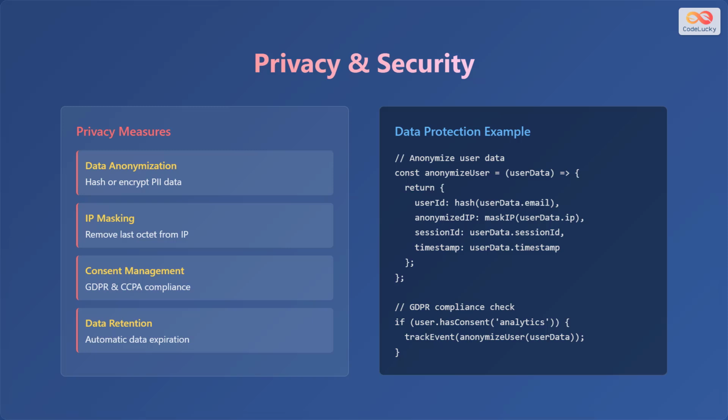Here's a data protection example. User data is anonymized by hashing the email and masking the Internet Protocol. General Data Protection Regulation compliance is ensured by checking user consent before tracking events.